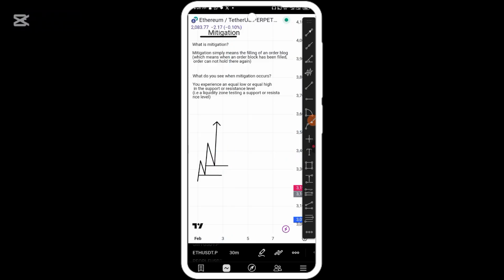So what happened here is simply called mitigation, because this market came to test the support level and ended there. That is simply mitigation. I guess you guys understand that. Okay, let me show you guys how to create position.